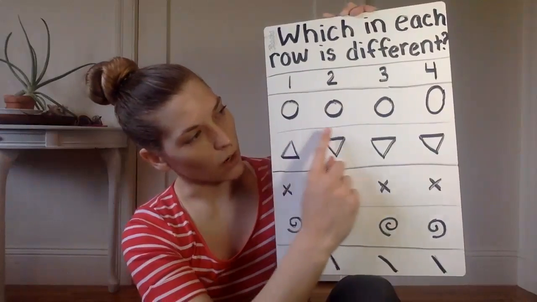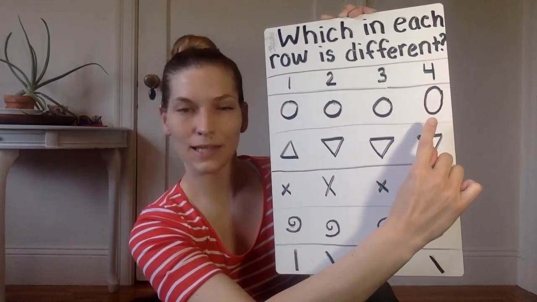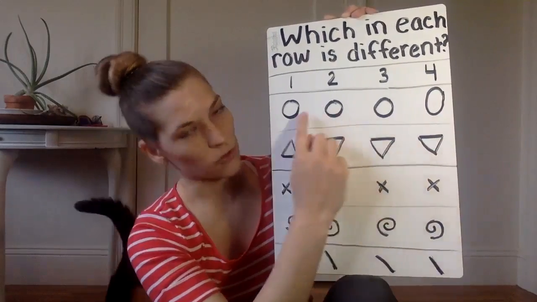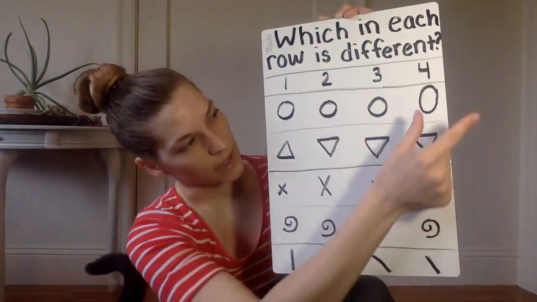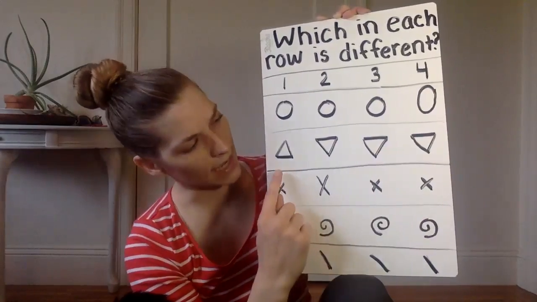For this first row, if you notice that this last one is different, you're right. This last one is an oval. The first 3 are shaped like circles, but the last one is taller, up and down. Let's look at the next row.